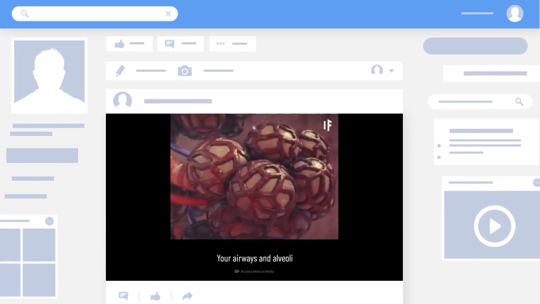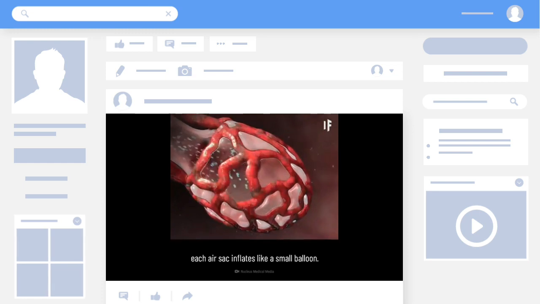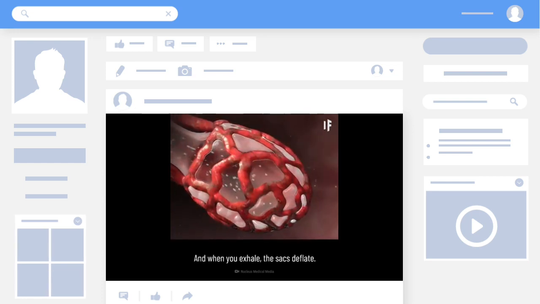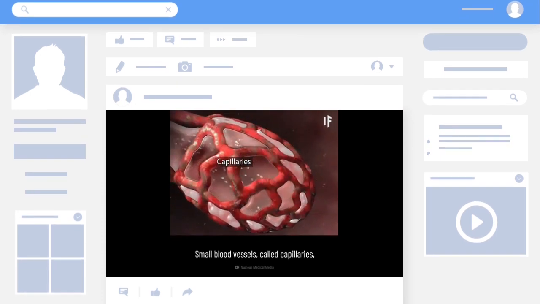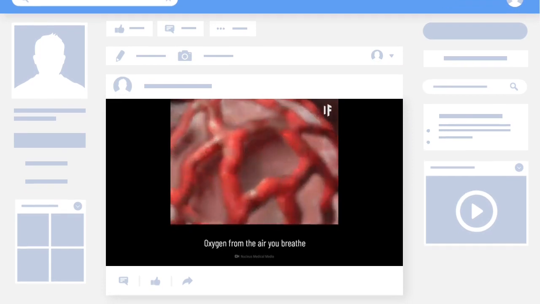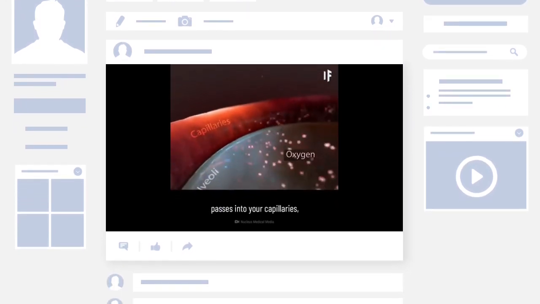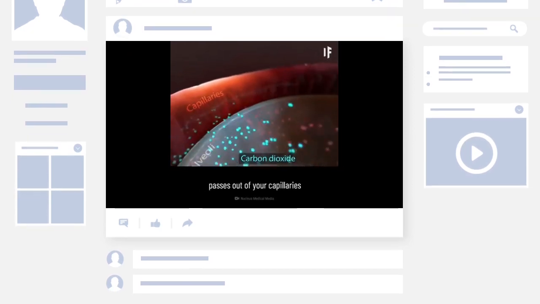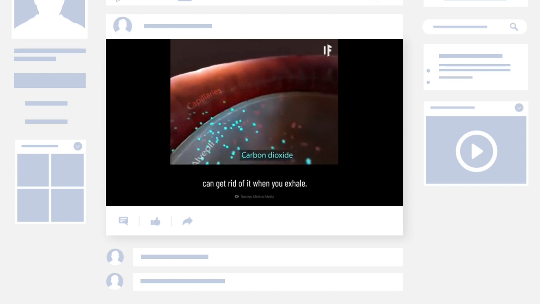Your airways and alveoli are flexible and springy. When you breathe in, each air sac inflates like a small balloon. And when you exhale, the sacs deflate. Small blood vessels called capillaries surround your alveoli. Oxygen from the air you breathe passes into your capillaries, and then carbon dioxide from your body passes out of your capillaries into your alveoli so that your lungs can get rid of it when you exhale.